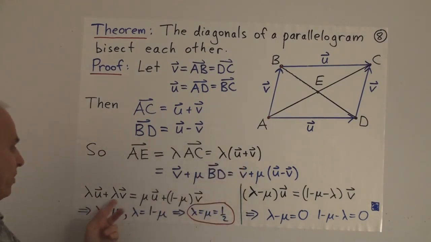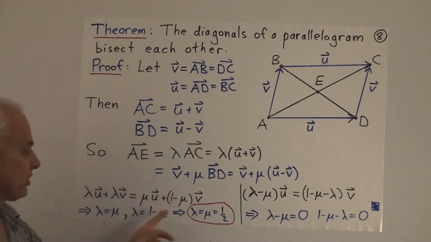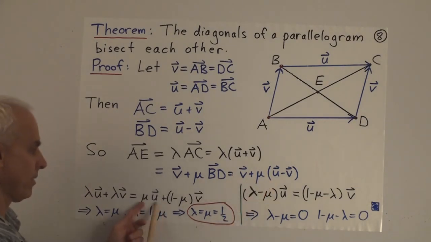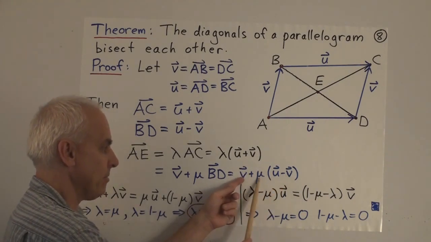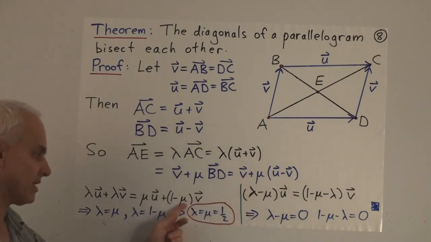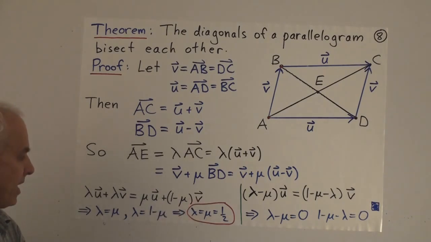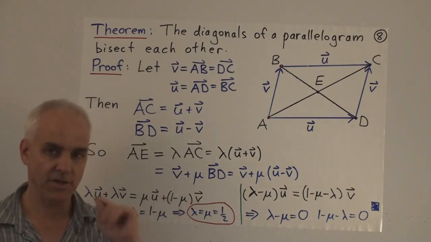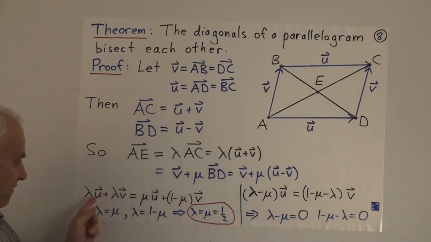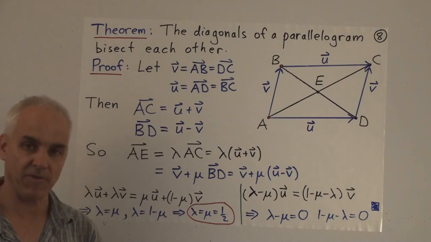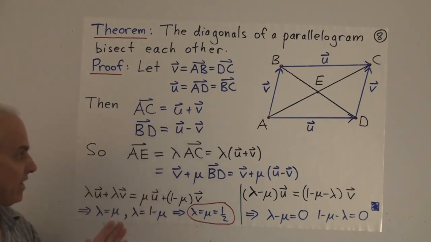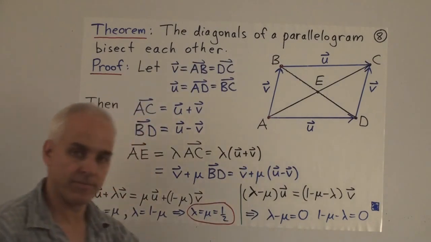This one is lambda u plus lambda v, and that's equal to this one, which I've written as mu times u plus (1 minus mu) times v. So there's a v and there's a minus mu times v. So altogether that's 1 minus mu times v. And now look at this equation. We're going to make an important observation. We have a multiple of u plus another multiple of v equals another multiple of u plus another multiple of v. Now u and v are in different directions.